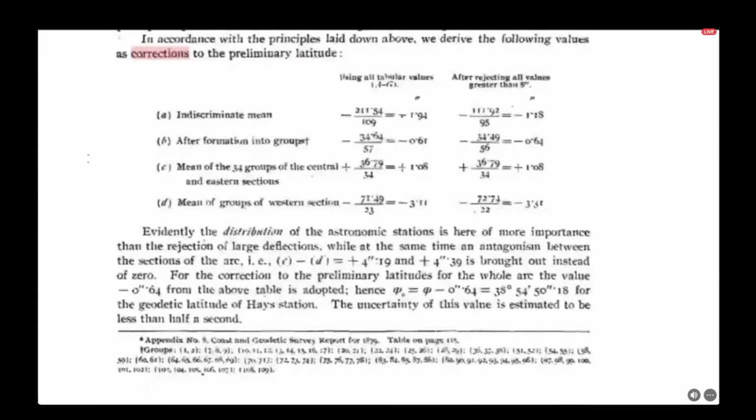Will you give the geodetic best suited for the whole triangulation? So they just pick it. They choose it all. And this one is a kicker, folks. In accordance to the principles laid down above, we derive the following values as correction to the preliminary latitude, rejecting all values greater than 8 minutes, using all tabular values 4 to G. So literally they give it this range to ensure that it derives sphericity at the appropriate radius. If they didn't do this, the radius would be much too large. They'd have all wrong data. Insane.